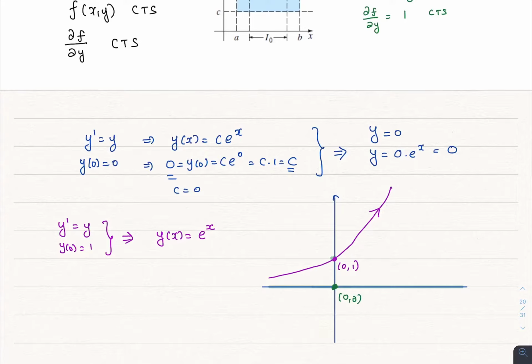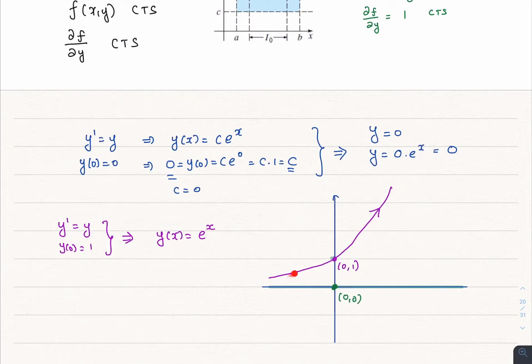Let me reiterate one thing in here. For the same differential equation, when you have an initial condition here, I have one solution. When I change the initial condition here, I have another solution. These two are two different solutions coming off of two different initial conditions. But for the same initial condition, for the same differential equation, I'm going to have only one solution.